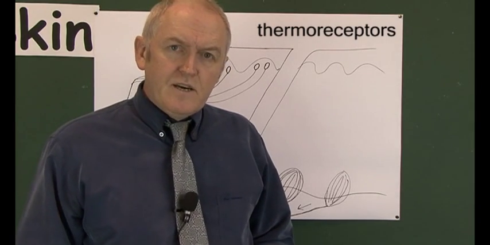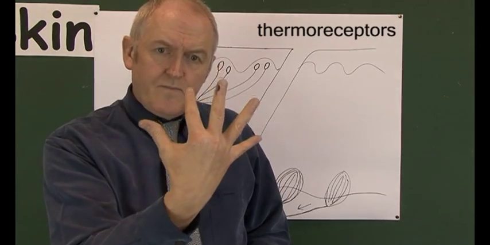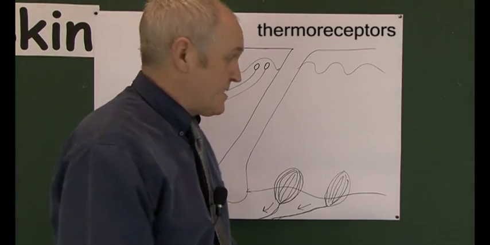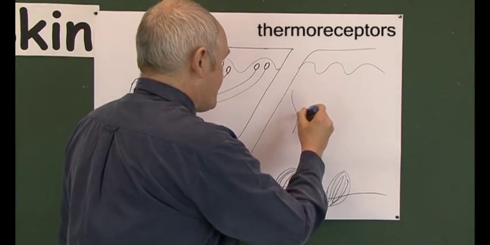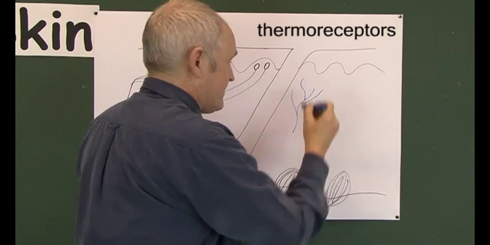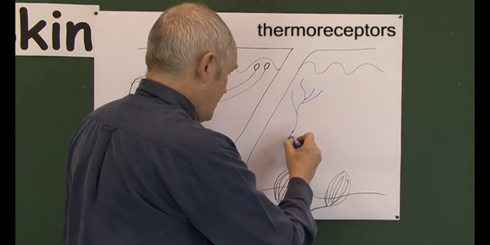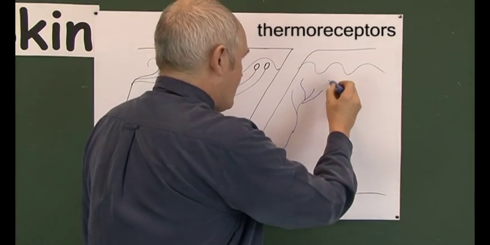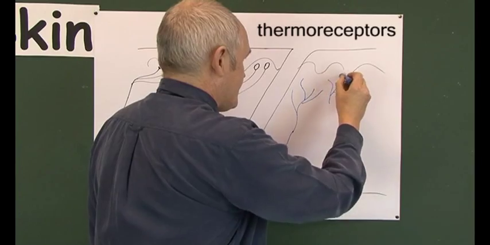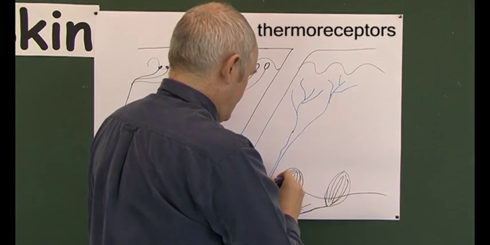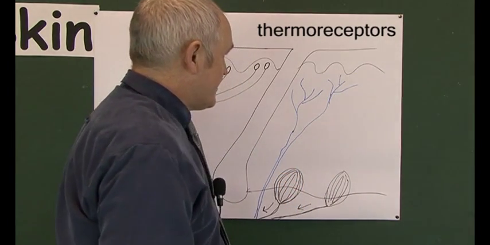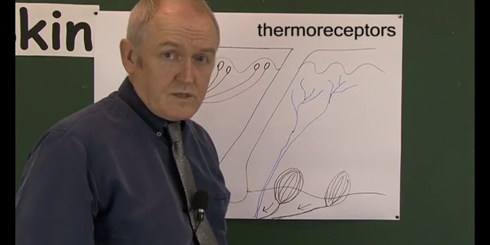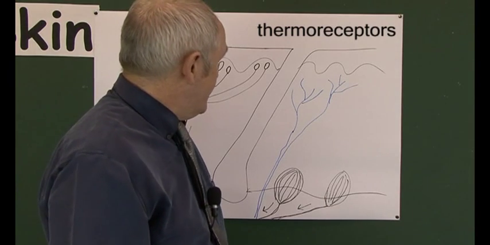And these are just free nerve endings in the dermis. They're not corpuscular like these ones were. So they're just free nerve endings. So this could be one here for branched free nerve endings for heat. Again, going off towards the central nervous system. And this could be one for cold, just next to it. Again, going off towards the central nervous system. So the thermoreceptors detect heat and they detect cold. They're specialised thermoreceptors.